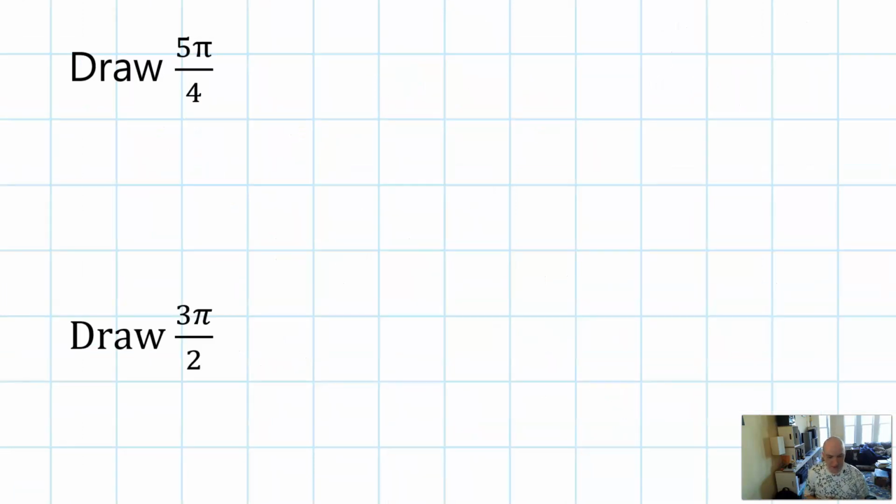Go ahead and pause the video now and try to draw 5 pi over 4 and 3 pi over 2. Same radians, use the same procedure, use your building blocks to assemble the angle if it helps you, or it helps you look at things. All right. Let's go over the first one. I truly hope you did pause the video. I have no way of knowing that.